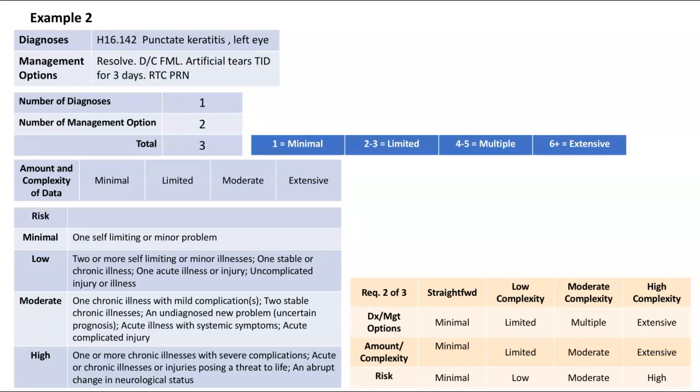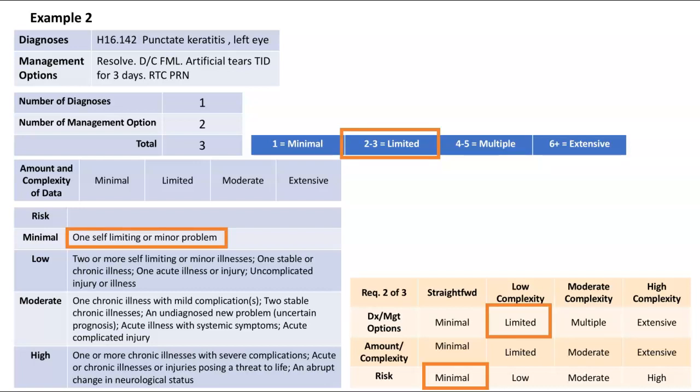Now, that diagnosis is still punctate keratitis. The management option is to discontinue the steroid, continue with some artificial tears a few times a day, and come back when needed. So that's 3 for the diagnosis and management options. So we're at limited. Now, if we go down to the level of risk, it's probably minimal now.